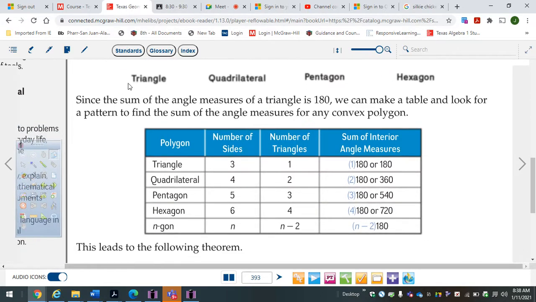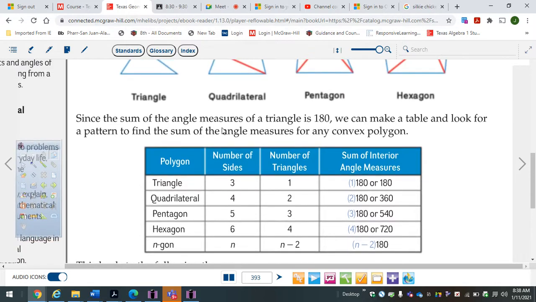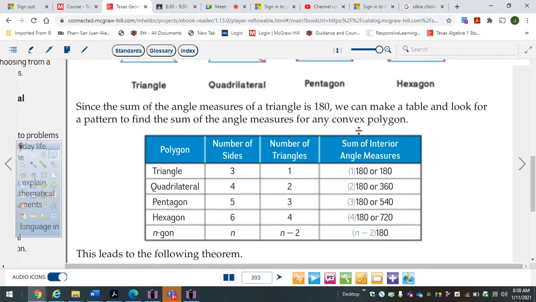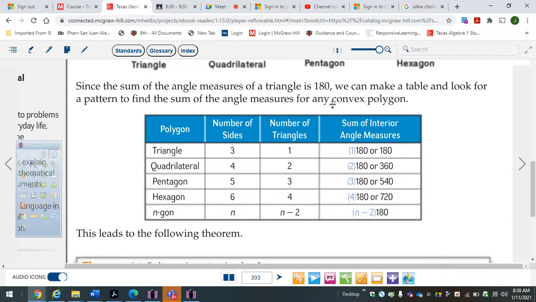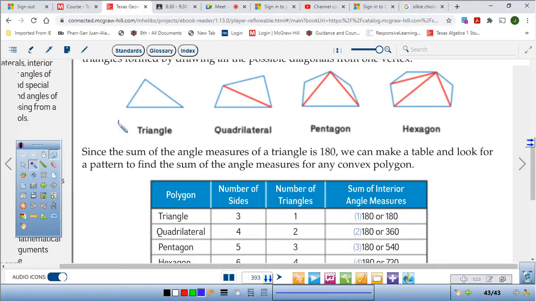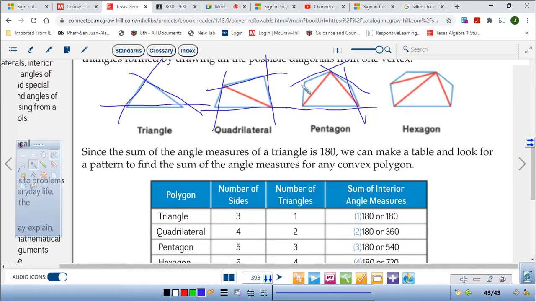And then we're going to come out here. Since the sum of the angle measures of a triangle is 180, we can make a table and look for a pattern to find the sum of the angle measures for any convex polygon. So we use this for convex polygons, guys. Do you remember what convex was? Convex meant when you extended the sides, the line did not go to the interior. It does not go into the interior. Okay, remember, this is convex because when you extend the side length, or say a line that contains the side length, it does not go to the interior. So this happens with convex.